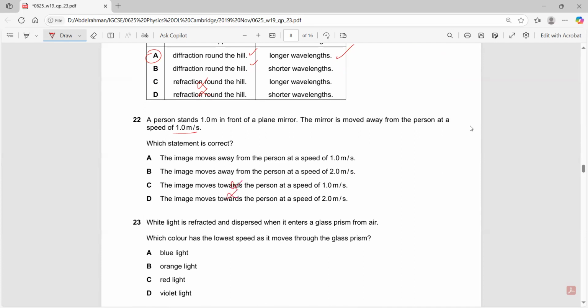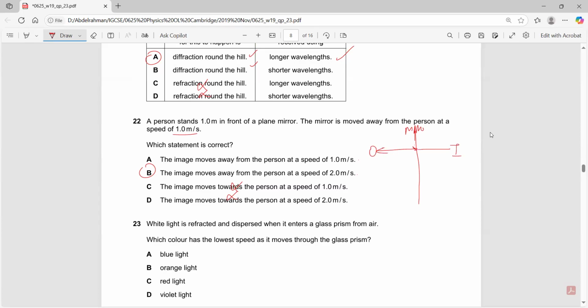So is the image moving at the speed of 1 meter per second or 2 meters per second? Actually, it's moving at a speed of 2 meters per second. Why? Because if you think of this as the mirror, this as the object, and this as the image. Let's say the distance from the object to the mirror is 10 centimeters, and the distance from the mirror to the image is 10 centimeters. So what is the total distance between the object and the image?